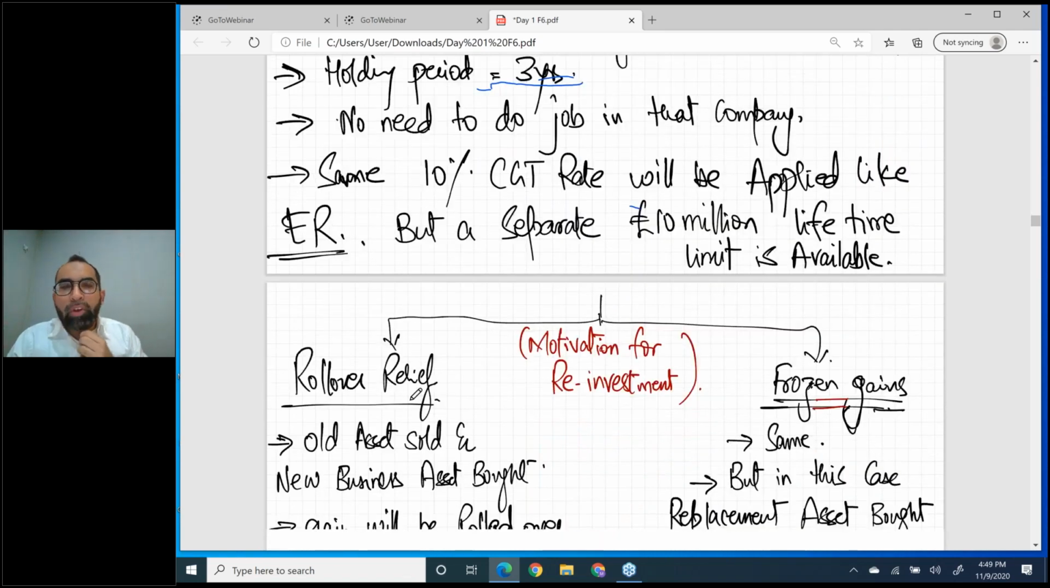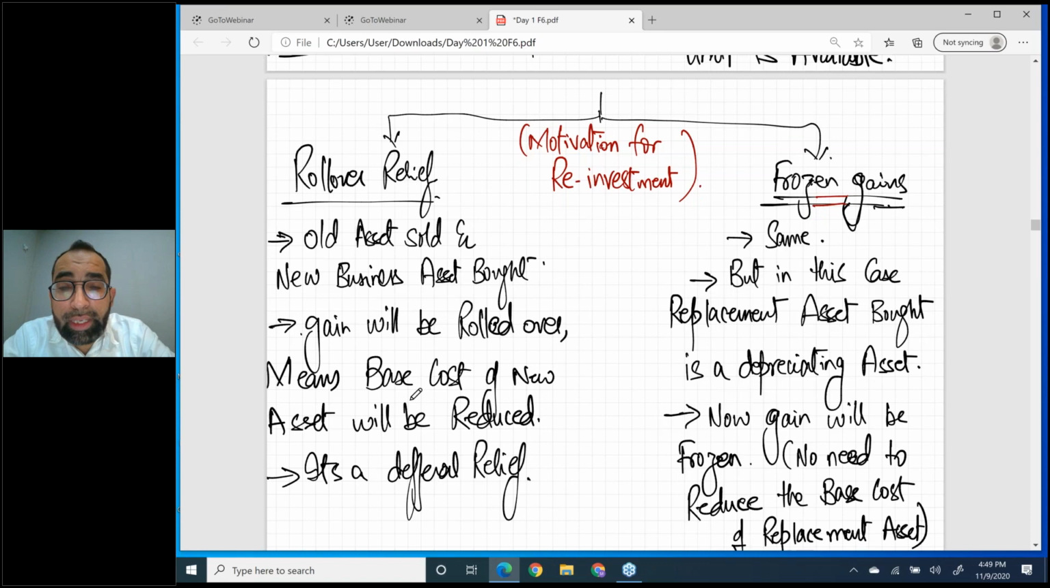Now, hope you remember the rollover relief and frozen gains. Rollover relief, yes, it's a technical topic, but I will try to sum it up. What is rollover relief? Sometimes you sell a business asset and then you reinvest in another business asset. The government says if you reinvest, meaning you don't take that money out of the business and spend it on your family, you are spending on the business, so you will be eligible to defer your gain.